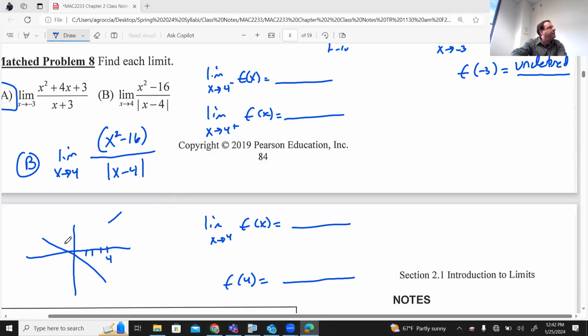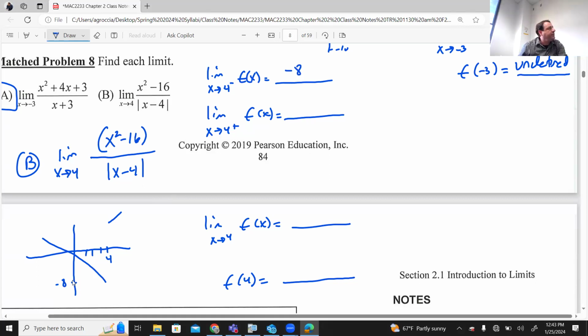Coming from the left, try to use your calculator, plugging in the number, playing around with it. I know it could be a little difficult, but coming from the left, what number does it approach? -8. That shows up pretty good.